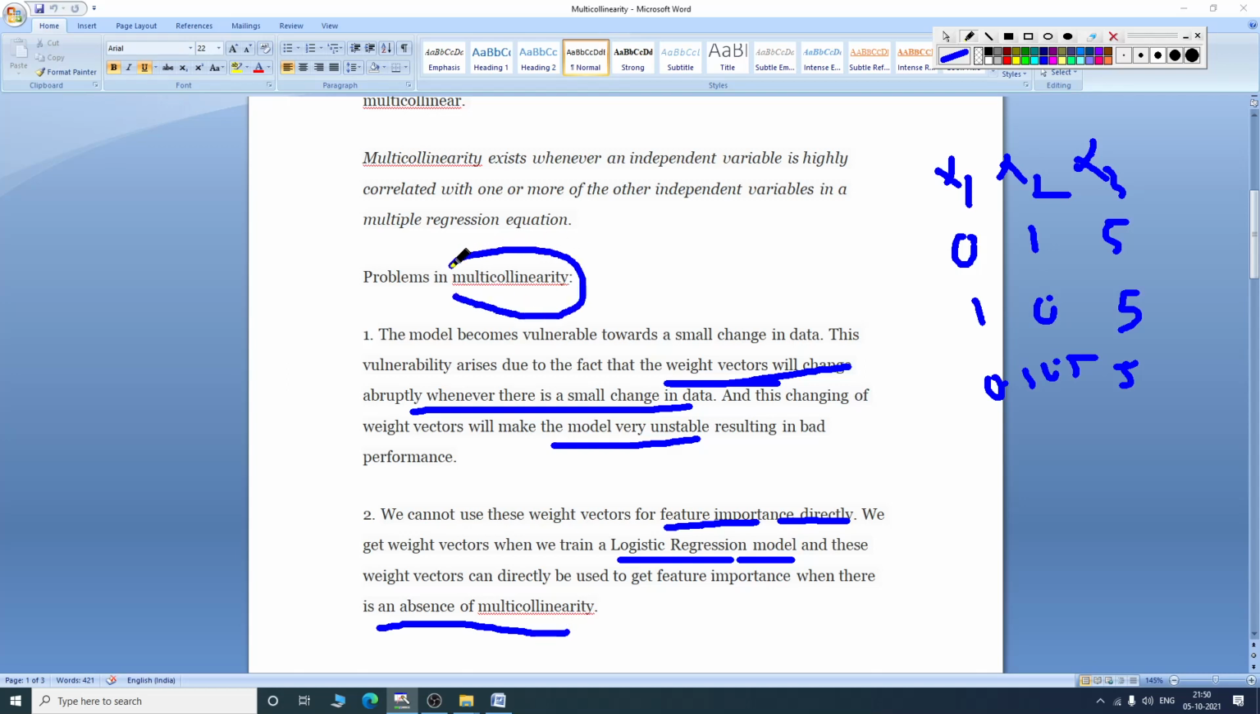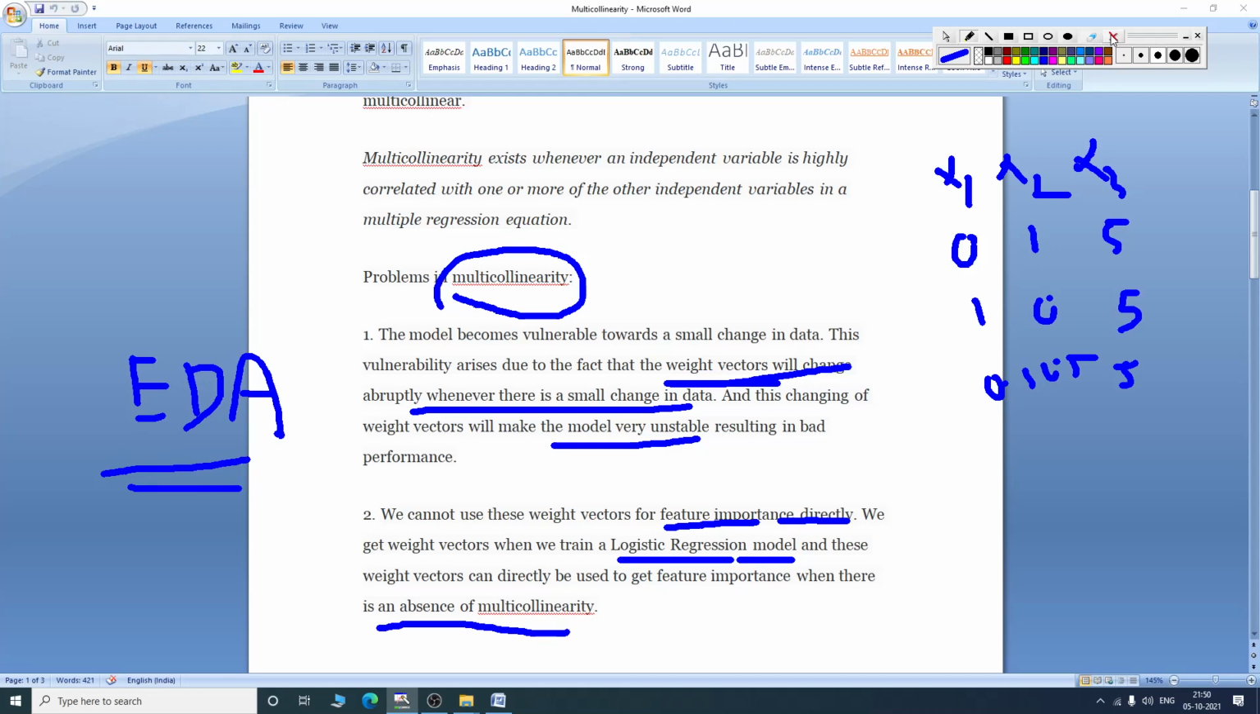So when we are given the data, we have to do EDA, exploratory data analysis, on the data, and then we have to see whether the features are multicollinear or not. If the features are multicollinear, then we have to take some appropriate steps and resolve the same.